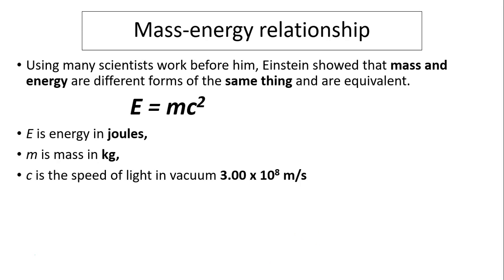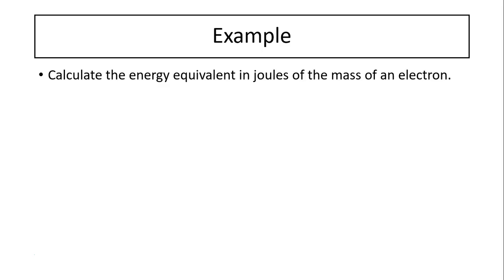Mass-energy relationship. Using many scientists' work before him, Einstein showed that mass and energy are different forms of the same thing and are equivalent. E equals mc squared. E is the energy in joules, m is mass in kilograms, and c is the speed of light in vacuum, which is 3 times 10 to the 8th meters per second.